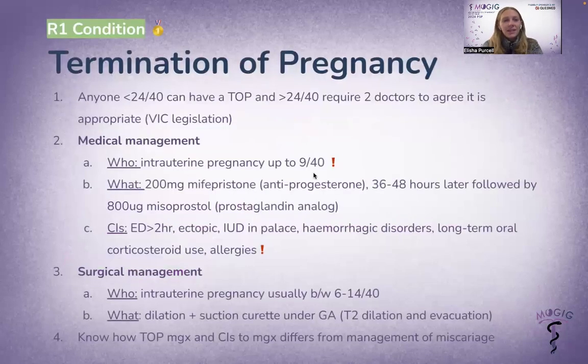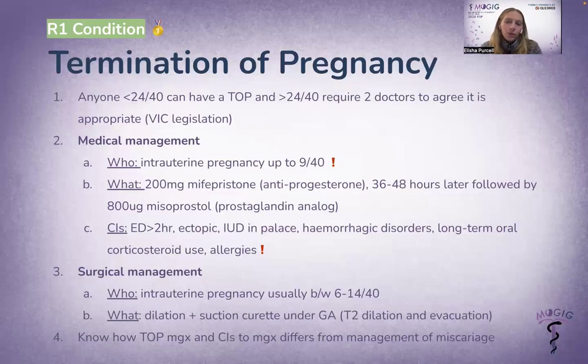So termination of pregnancy is the last R1 condition I'm going to be going through. Firstly, it's important to know who's eligible to have a termination of pregnancy. The answer to that is everyone, but more specifically, anyone before 24 weeks gestation can have a termination of pregnancy, no questions asked. But if you're beyond 24 weeks gestation, you can still have a termination of pregnancy, but you do require 2 doctors to agree that it's appropriate. And this is under the Victorian legislation.